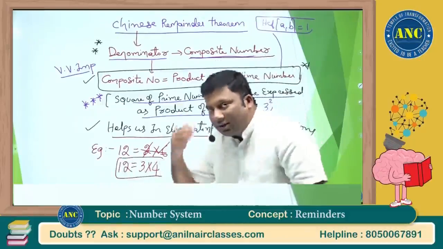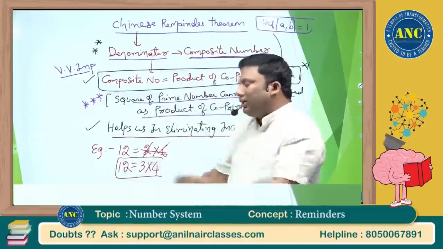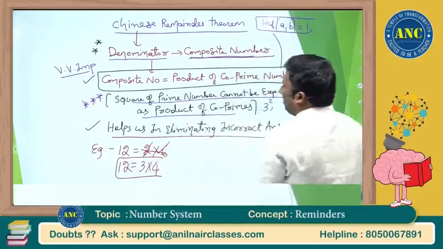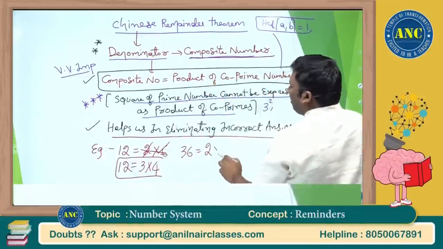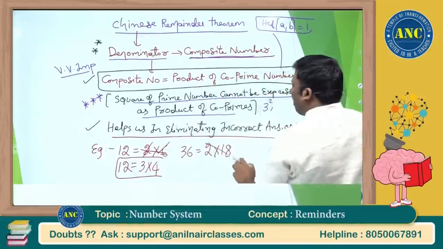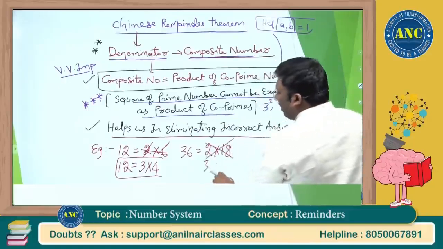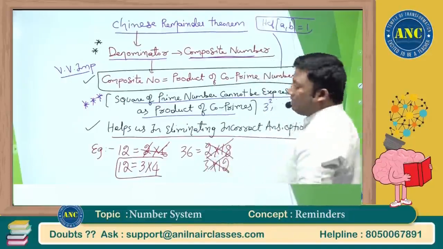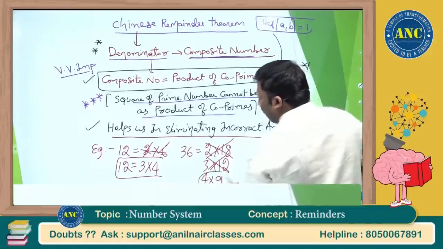If the denominator is 12, do it by 3 and then do it by 4. Suppose it is 36, please don't do it with 2 into 18, because it is not a product of two coprime numbers. Don't do it with 3 into 12, because the HCF of 3 and 12 is 3. Do it with 4 into 9.